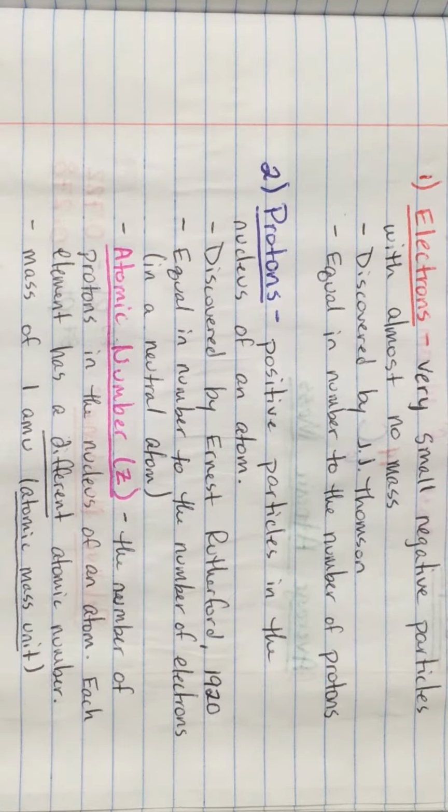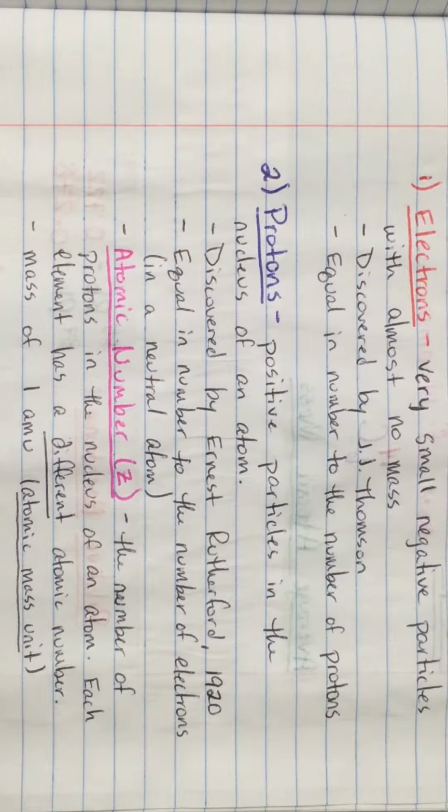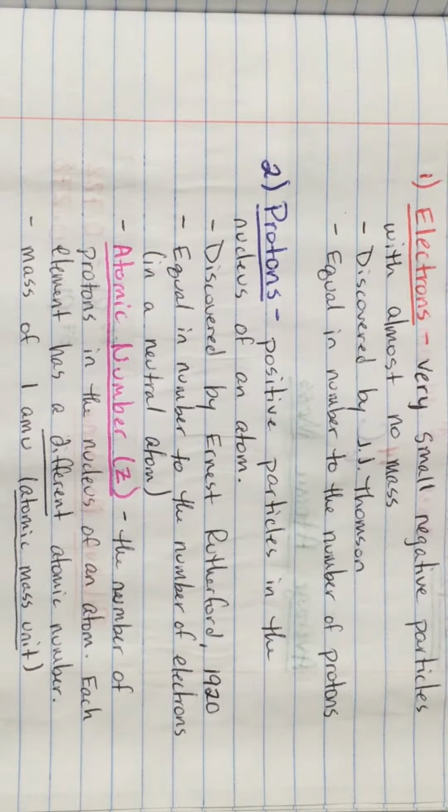The atomic number, often represented by the letter Z, is the number of protons in the nucleus of an atom, and each element will have a different atomic number because the atomic number, the number of protons in an atom, determines which element the atom is. Each proton has a mass of 1 AMU, which is an atomic mass unit.